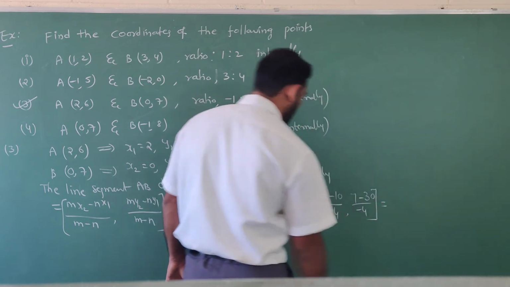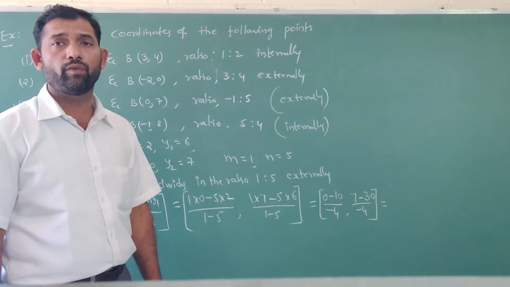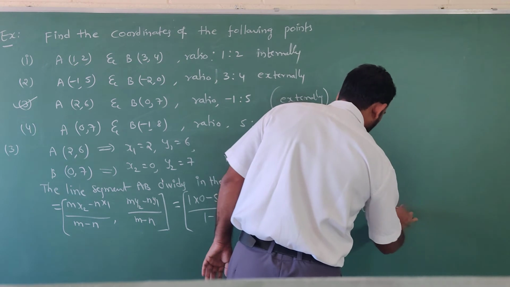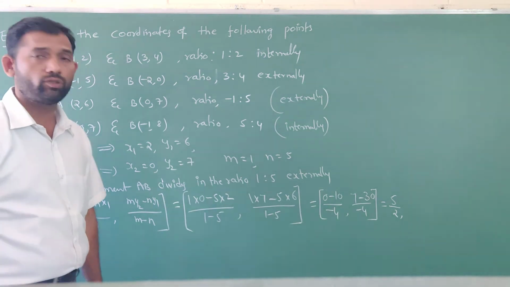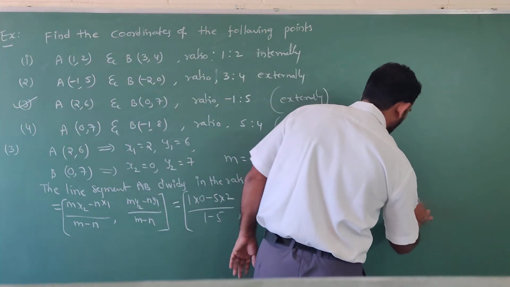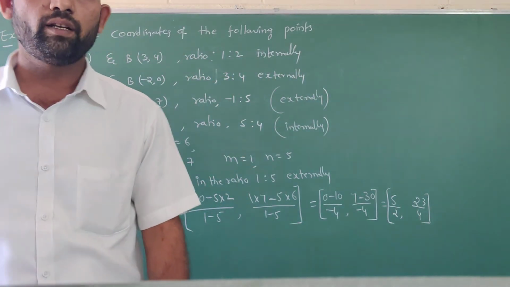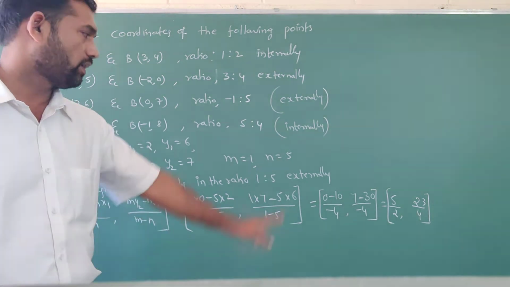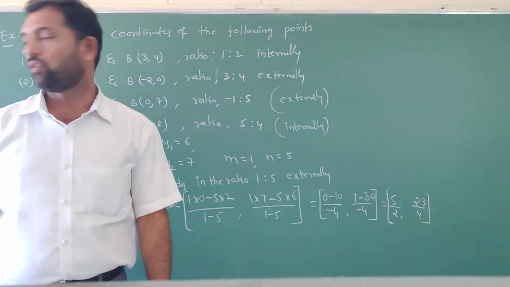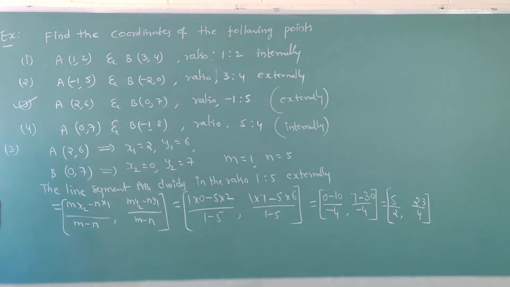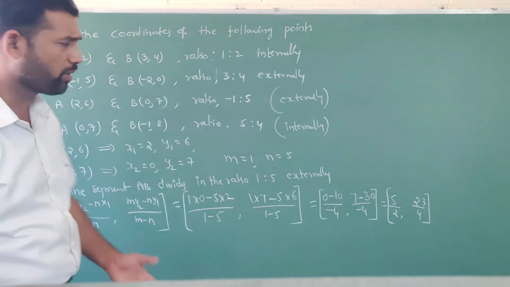Now simplified, what are we getting? Minus 10 by minus 4. Minus minus gets cancelled. 10 by 4 means 5 by 2. Next one, 7 minus 30 means minus 23 divided by minus 4. Minus minus gets cancelled. So we are getting 23 divided by 4. So that is our solution. Remaining, you have to simplify second and fourth. I am not giving questions on the midpoint, you know that. Okay? I am not giving questions on that one.